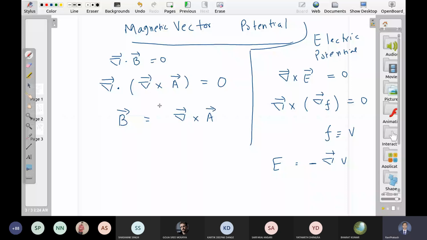So this is equivalent to potential. Just as we defined potential here, this is equivalent to potential. But there is a problem. Here we have a scalar quantity. Here it is not scalar. This is a vector quantity now. Okay, and that is why it has a name. Magnetic vector potential.